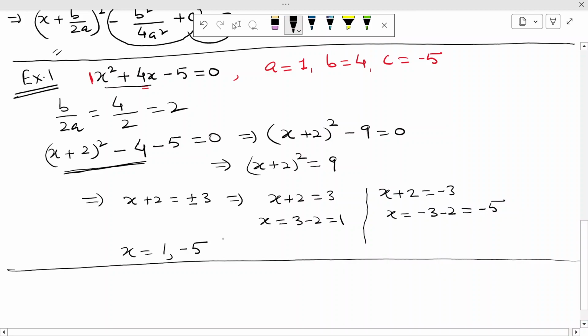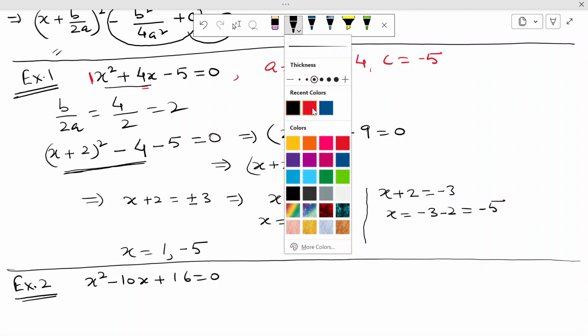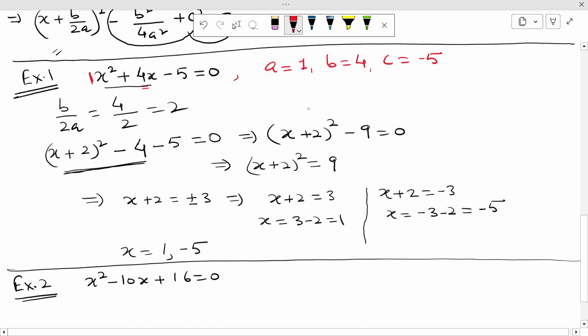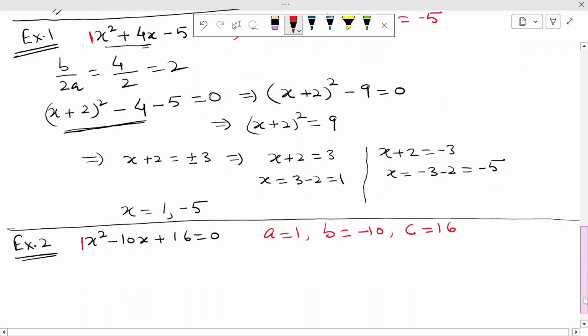Let us consider one more example here. So let us consider our example number 2. Here we are having x square minus 10x plus 16 is equal to 0. Again, if you look at the coefficient of x square, this is 1. So you can write a as 1, b as minus 10, and c as 16.